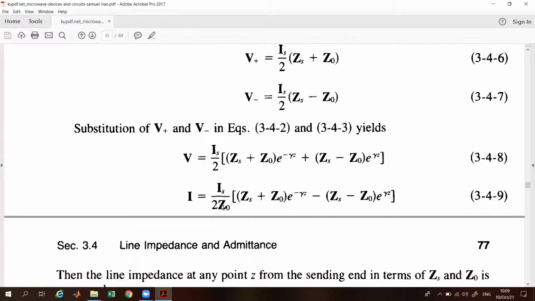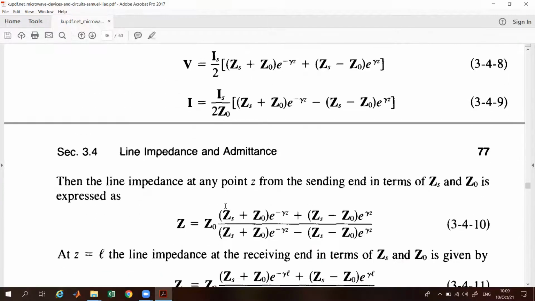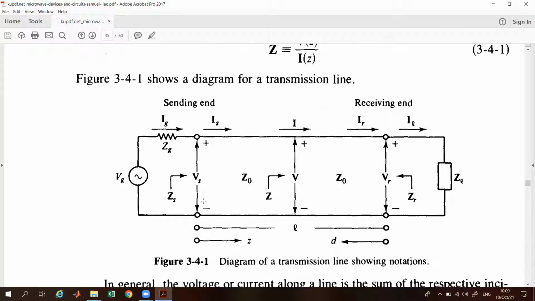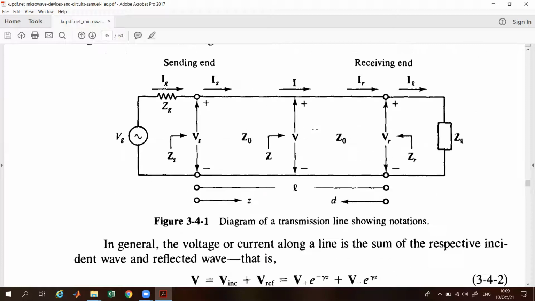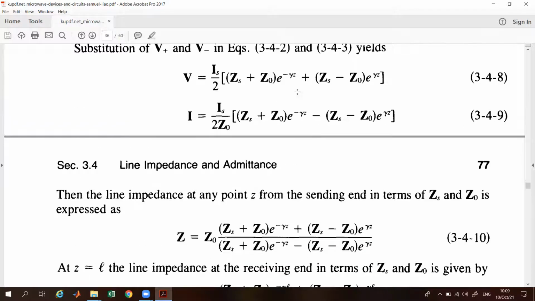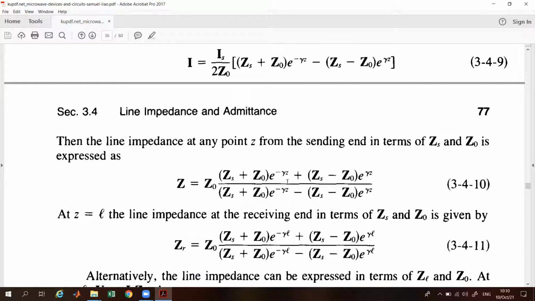And I will be equal to the same divided by Z naught. Then we can say that at any point Z from the sending end, in terms of Zs and Z naught, if you have to find the line impedance, we have to divide V by I. So we will have it equal to Z naught times Zs plus Z naught e raised to the power minus gamma Z plus Zs minus Z naught e raised to the power positive gamma Z, and the denominator has just a negative sign here.